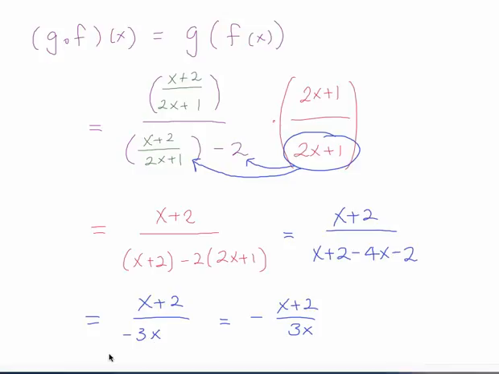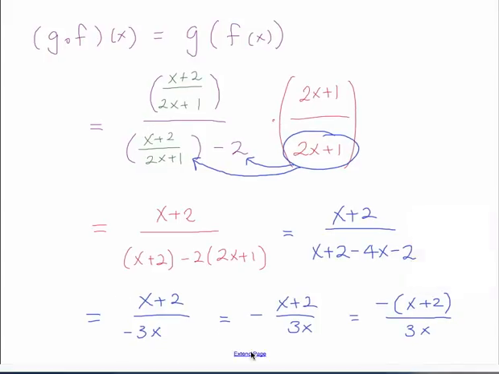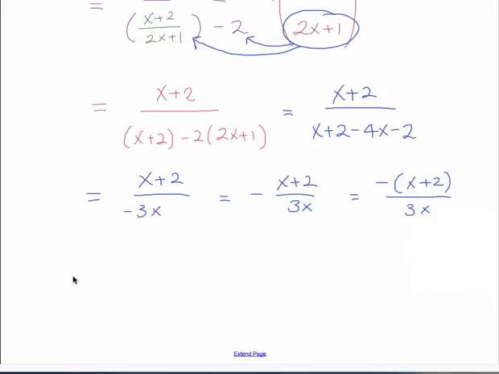I don't know how the solution gave you the answer. They could have also done negative x plus 2 over 3x. These are all okay. Let's expand the page a little bit. Alright, so that was g of f. So g of f of x is, let's use the middle one, negative x plus 2 over 3x.